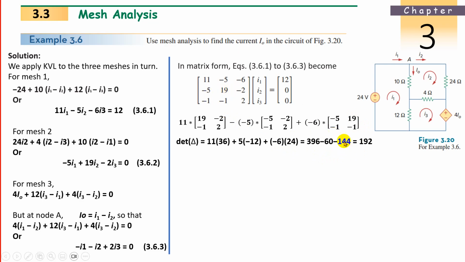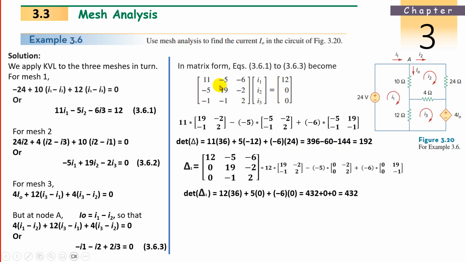Now determinant 1. How to determine it? Just remove this first column, 11, minus 5, minus 1, and keep this 12, 0, 0. Now find the determinant. First matrix 12 with 19, minus 2, minus 1, 2. Next, minus 5 with 0, 0, minus 2, 2 is the second matrix. And for minus 6, 0, 19, 0, minus 1 is the third matrix. Now find the determinant 1, you will get 432.